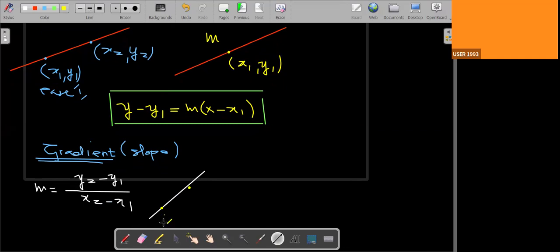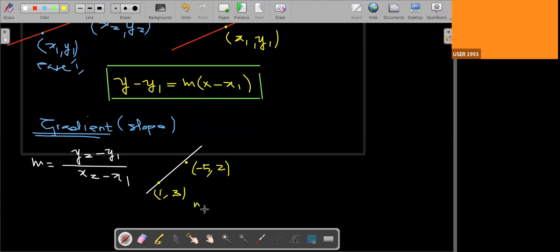Say for an example, 1, 3, and minus 5, 2. So the gradient m is given by 2 minus 3 divided by minus 5 minus 1, which is minus 1 over minus 6, which is 1 by 6. Got it?